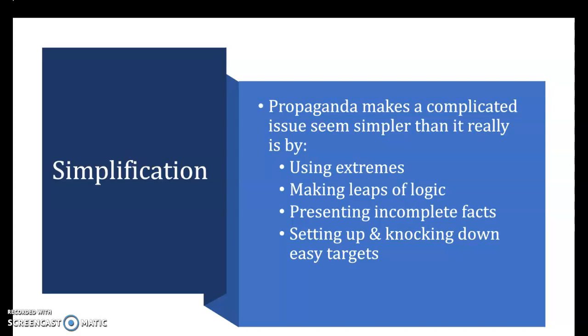So if we have somebody who wants to present COVID-19 as either less harmful than it is, less scary than it is, less deadly than it is, you might see people presenting incomplete facts.